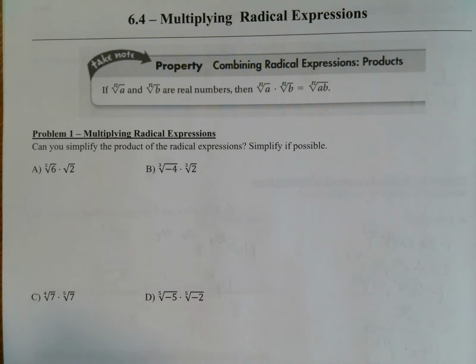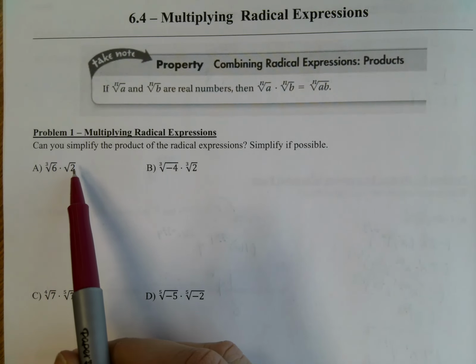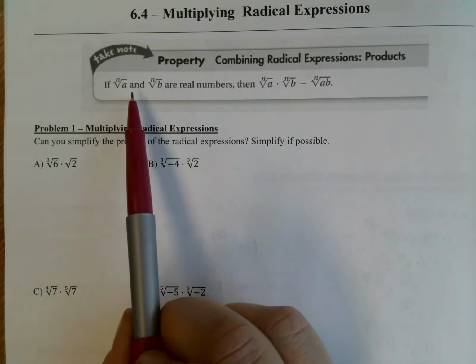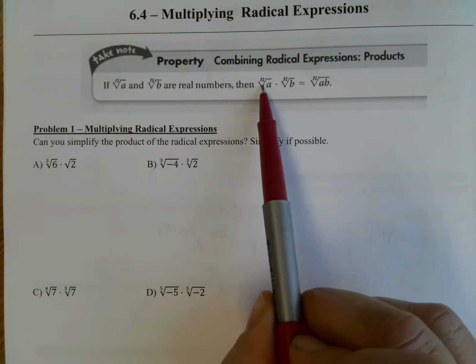6.4 multiplying. Now in the last video I talked about if your problem's given in fraction exponent, your answer should be in fraction exponent. Here, my question is given in radical format, so my answer should be in radical format. The key property here, you can multiply as long as you have real numbers together.